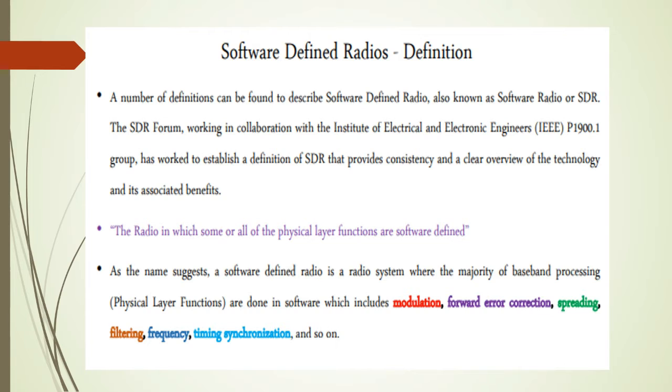A software defined radio is a radio system where the majority of baseband processing, that means physical layer functions, is done in software, which includes modulation, forward error correction, spreading, filtering, frequency and timing synchronization, and so on.